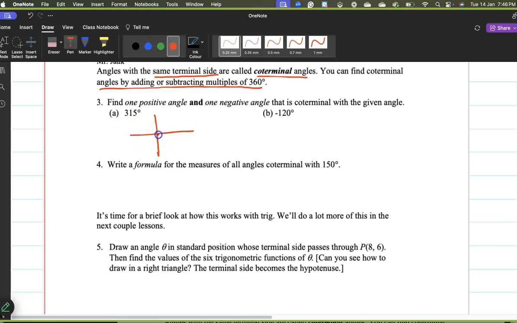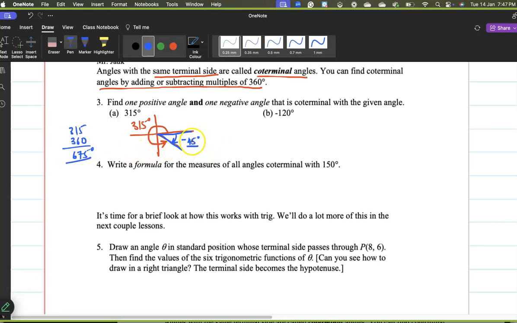315. So this is your 315. Which will my co-terminal angle be? Suppose these are my same terminal side. So you start from here, the same terminal sides. So what will my co-terminal angle be? Minus 45. Correct? Or you can add 360 to this. 315 plus 360 is how much? It is 675 degrees.